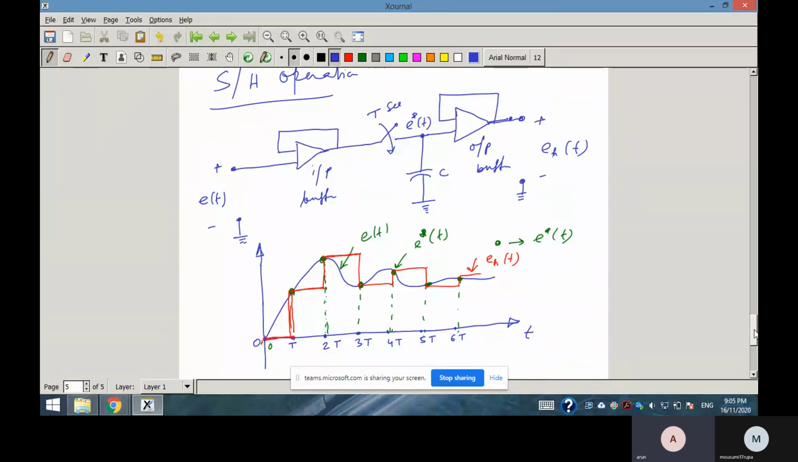So that is the role of, similarly, the output buffer. In case of the output buffer, again here no current will flow. So because of the high input impedance, EH will immediately appear here.